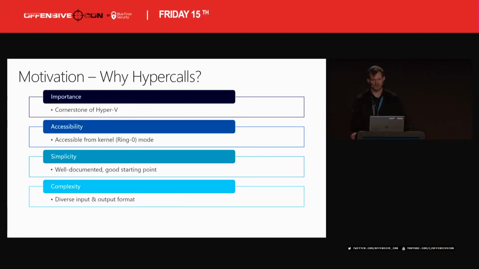And the Hyper-V development team produces a document known as the top-level functional specification, the TLFS for short. This document goes into great detail on a number of the components of the hypervisor. It describes the hypercall interface and some of their parameters, so it's really a great starting point.